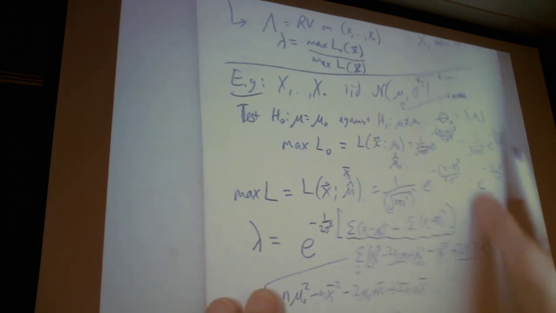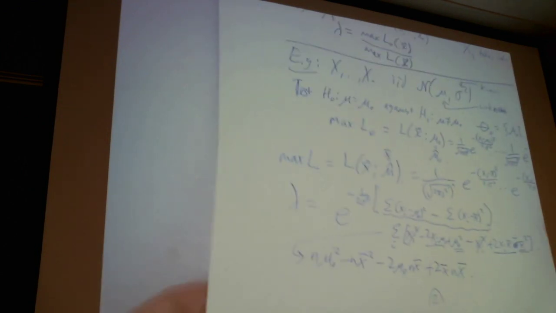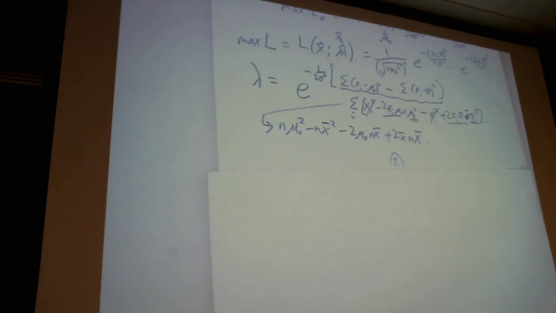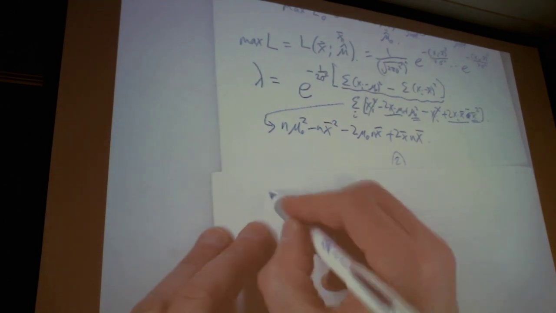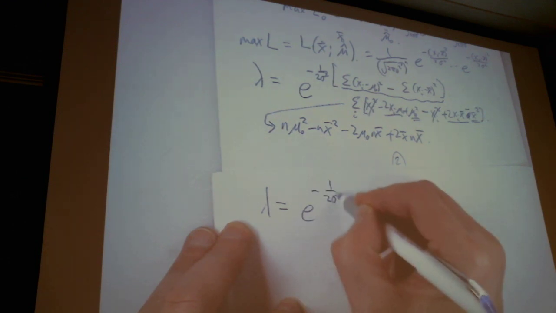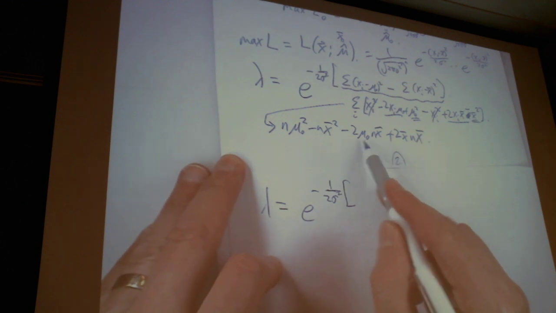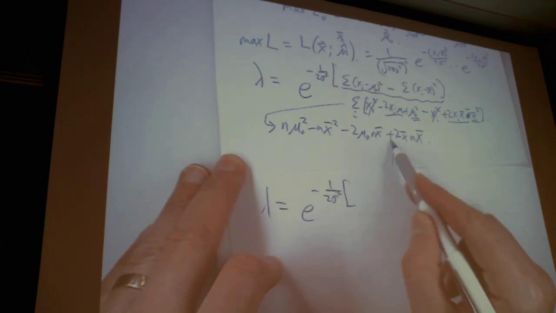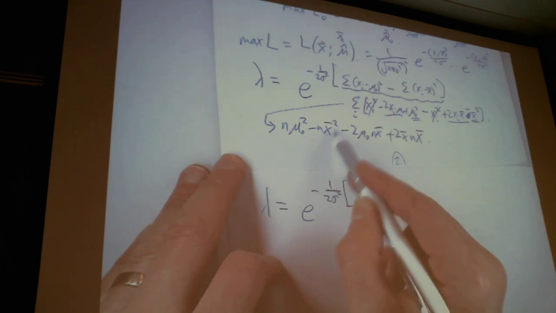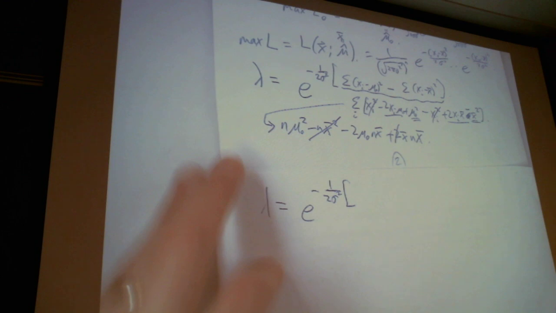And we're almost done. Still playing with the exponent. So lambda is equal to e to the minus 1 over 2 sigma squared times, okay, this is a plus 2n x bar squared. This is a minus 1n x bar squared. So minus 1 and the 2 cancel.